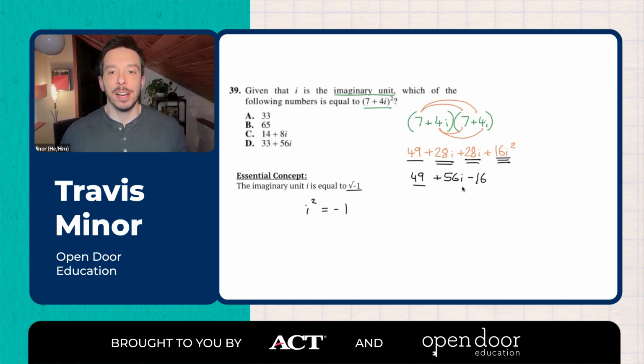Then we can again combine our like terms, 49 and minus 16, and this is then going to read 33 plus 56i. And we see that D matches our answer, and that is the correct choice.